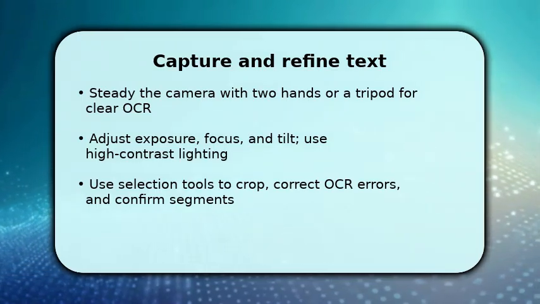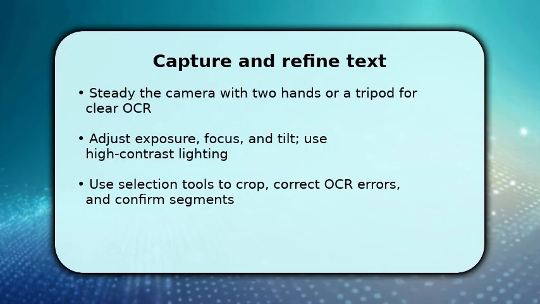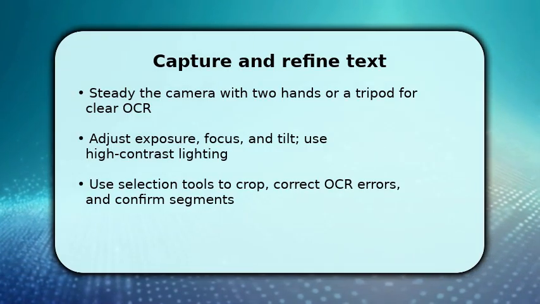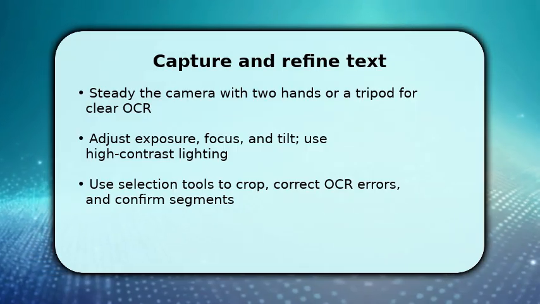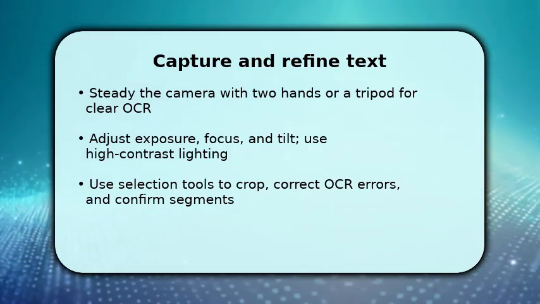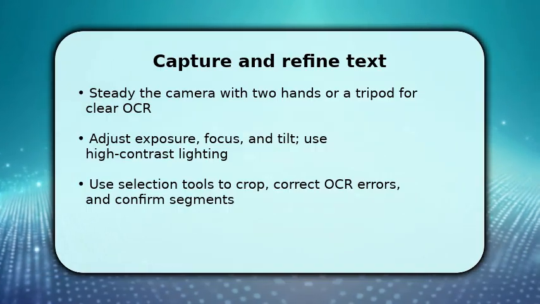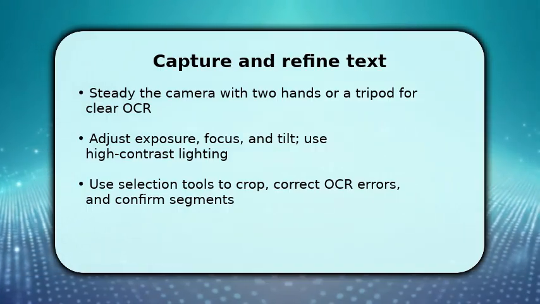After the app scans, use the selection or lasso tool to crop exact lines and correct any OCR mistakes before translating. This step matters because cleaner recognized text yields more accurate translations. Confirm punctuation and numbers manually to avoid semantic errors.